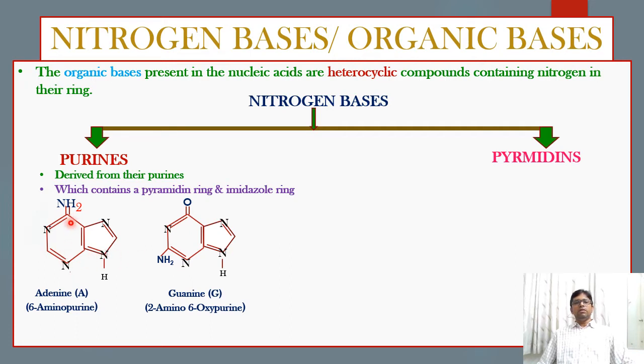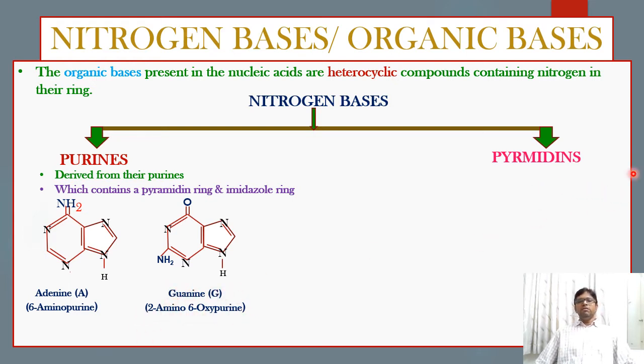Amino group is present on the 6th position in adenine, whereas here amino group is present on the 2nd carbon. On 6th carbon, keto group is present. Adenine and guanine are the purines present in nucleic acids. Adenine always pairs with thymine with 2 hydrogen bonds, and guanine always pairs with cytosine with 3 hydrogen bonds, or vice versa. This pairing is called complementary base pairing.